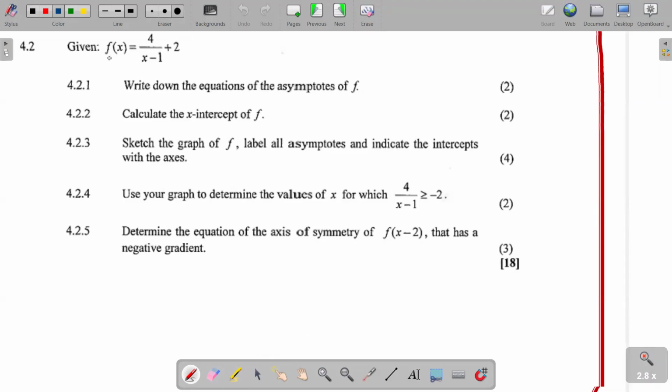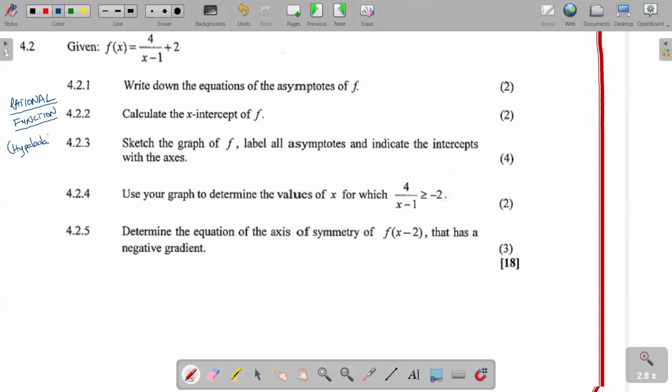We're doing a question on rational function, which is also known as the hyperbola.